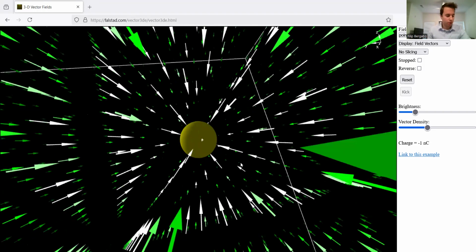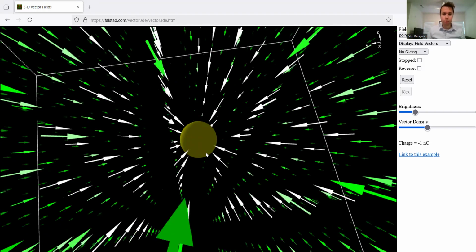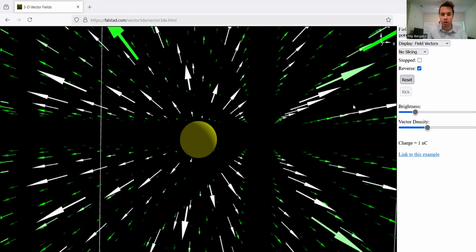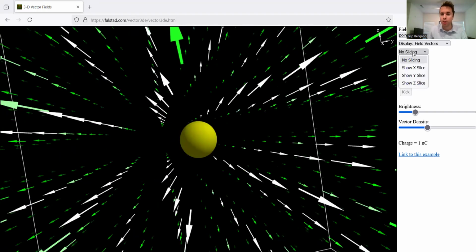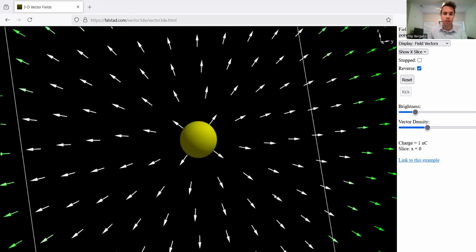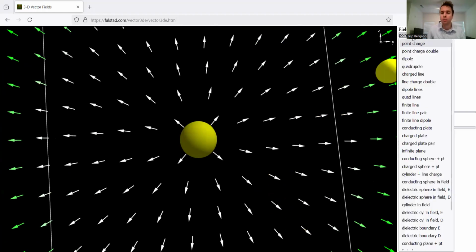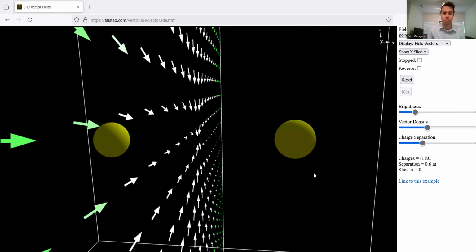So let me think if there's anything else I want to show with this. Let me also show, we were just talking about what if you had two positive charges. So let me again flip this one to positive. Now you can see the vectors all point away. Let me bring back the slicing for a second. So here you can see the good old 2D picture. Let me now switch this to a double point charge. Oops, now I've broken everything.